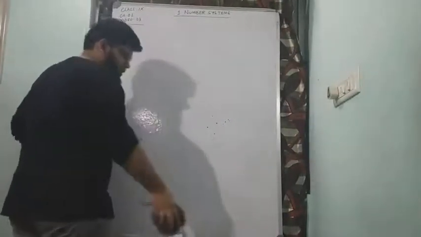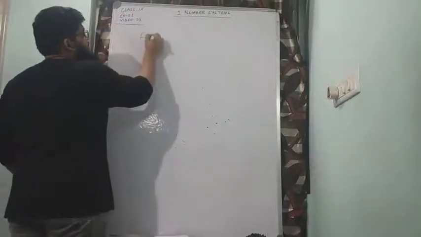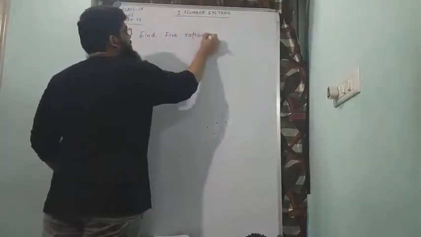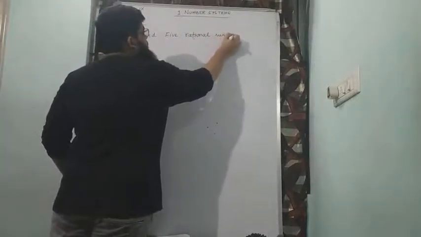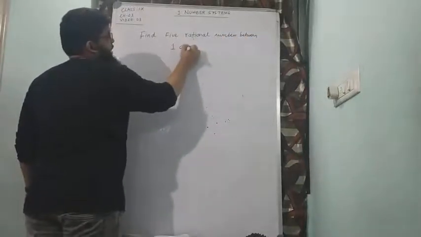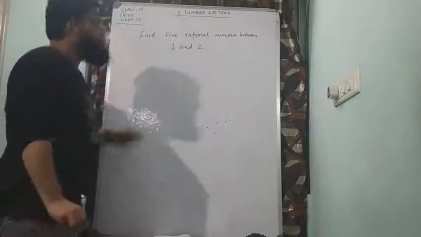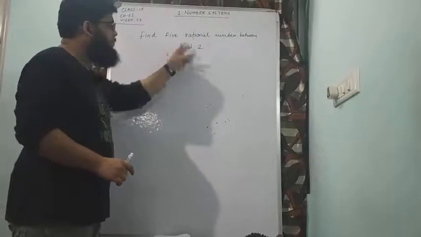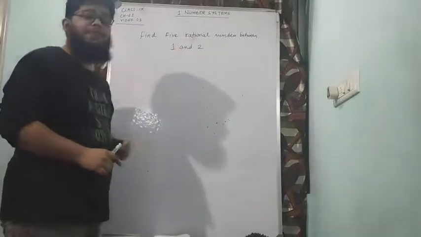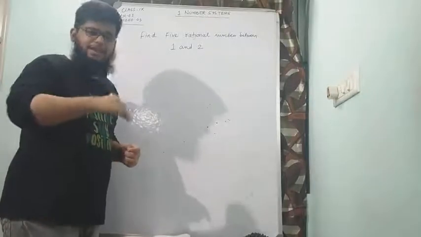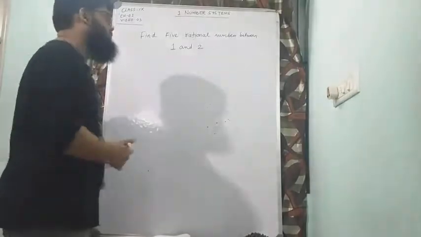So if I have a question like, find 5 rational numbers between 1 and 2. If this is the question, find 5 rational numbers between 1 and 2. So there is 1 and 2. Between these two numbers, I should find out 5 rational numbers, or 5 numbers which are in the form of p by q or any fraction form, whichever you feel is comfortable.